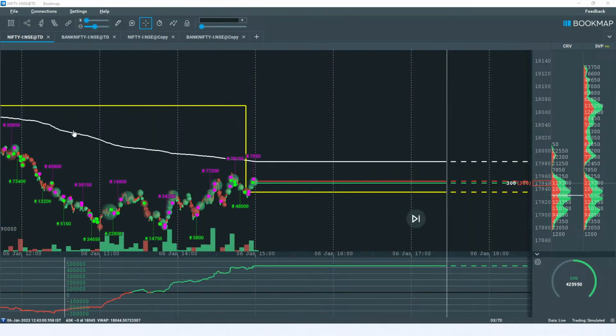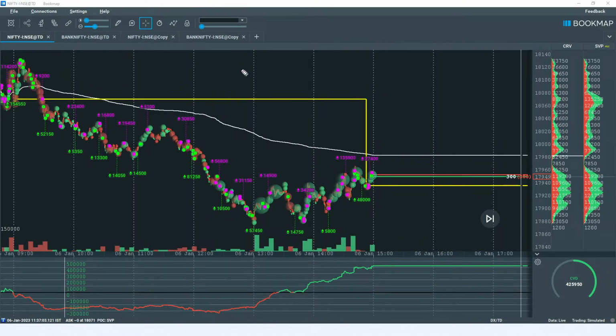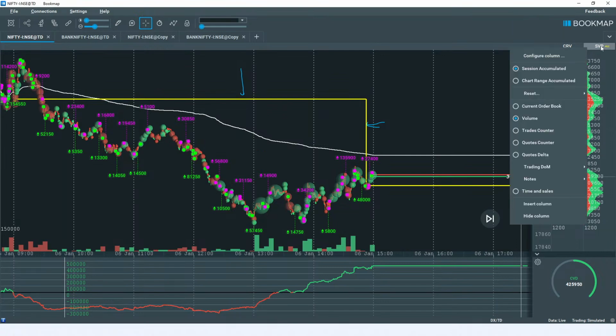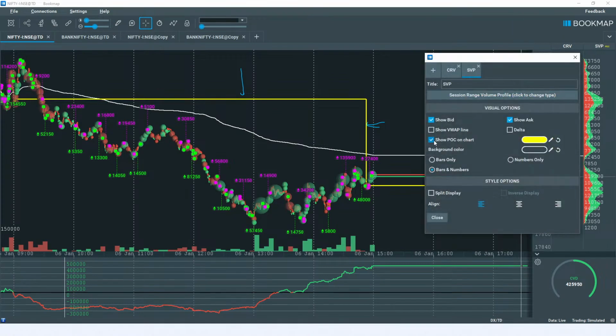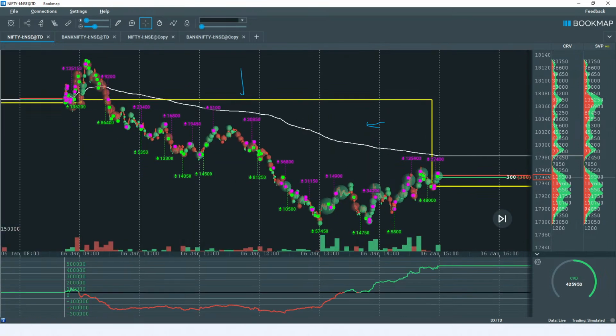Let me show you the setting for that. The yellow line that you are seeing here is nothing but the point of control that we can enable. When you visit the session wise volume profile, just right click on it, configure column, and then show POC on chart. If you enable this, you'll be able to see the point of control on the chart. And this line is nothing but the price level where the maximum number of transactions are taking place.